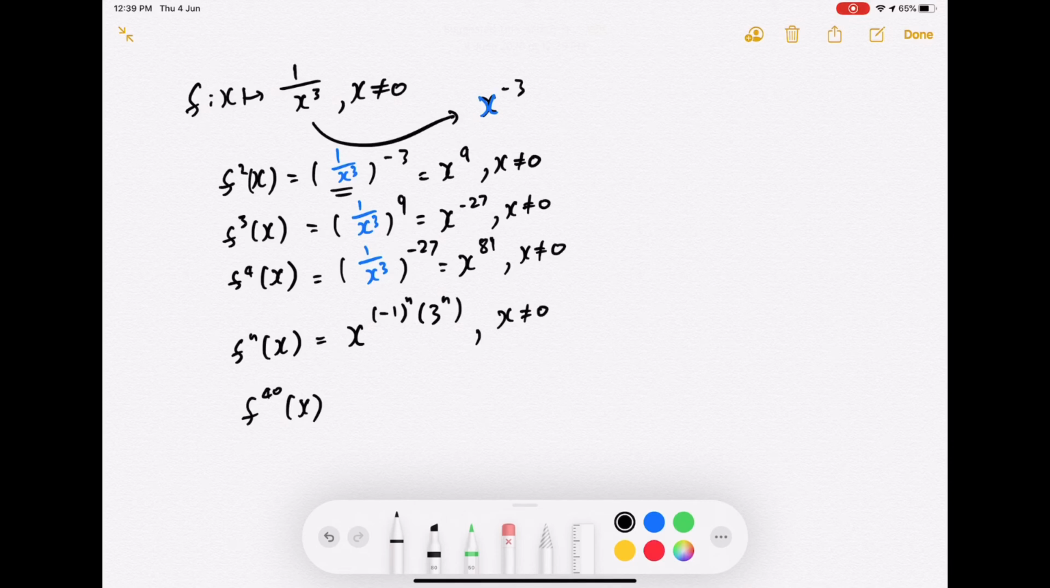Okay, so once we get that, it's easy to deduce what is f to the power of 40. We just have to substitute n as 40, where x is not equal to 0. And once you get this, press in the calculator, you get x to the power 340. Sorry, it's going to be like this. You can press in the calculator, it's going to get very big, but you can just leave your answer to be like x to the power 3 to the power 40, where x is not equal to 0. So this is how you do this question.